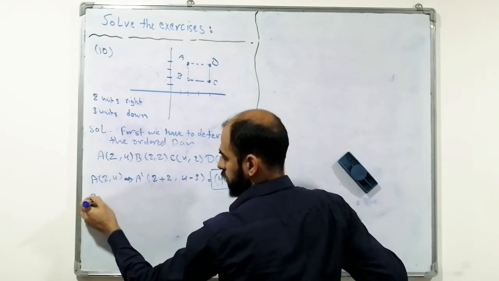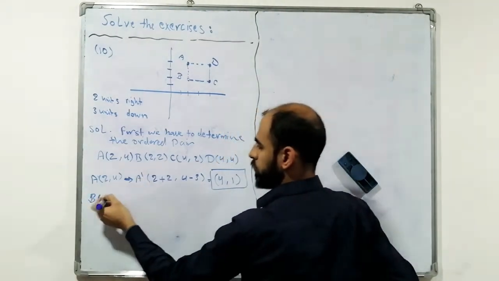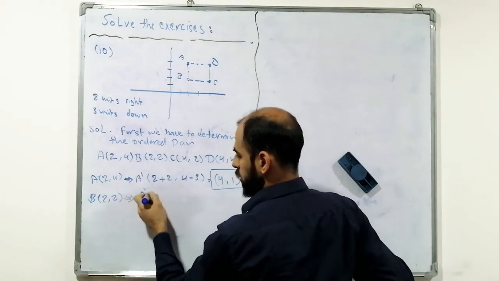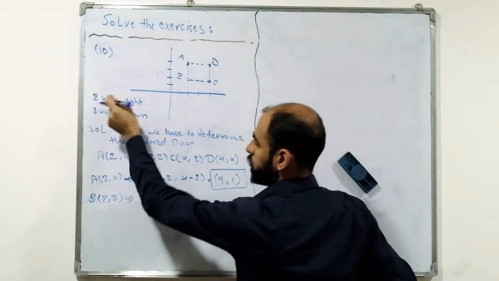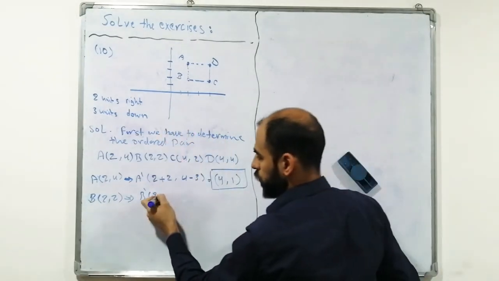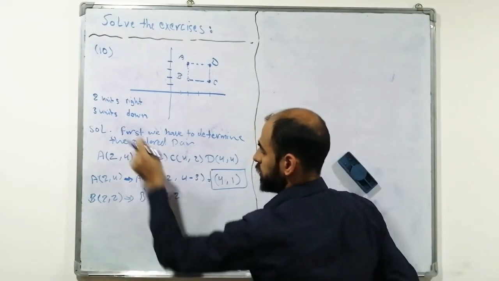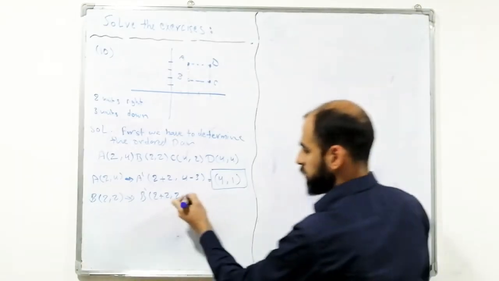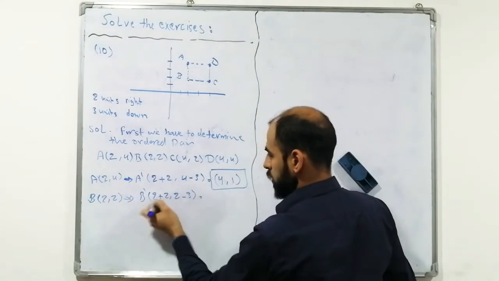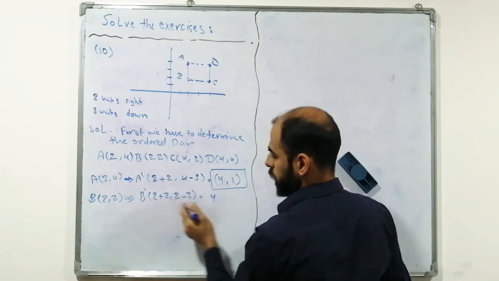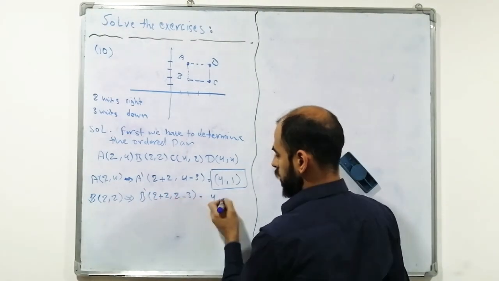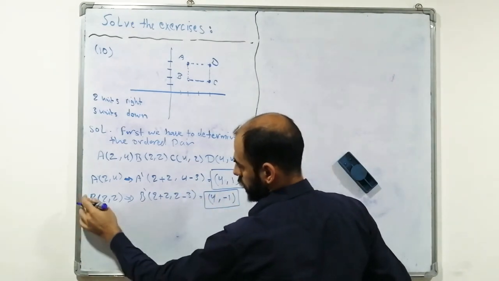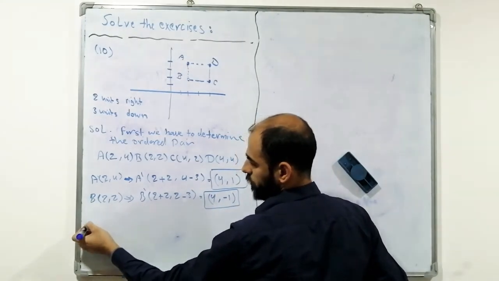B is the point 2 with 2. For B dash, since the translation is to the right, we add 2 points. And since the translation is also down, we subtract 3 points. The translation: 2 plus 2 is 4, and 2 minus 3 is minus 1. This is the point B dash, the image of the point B.